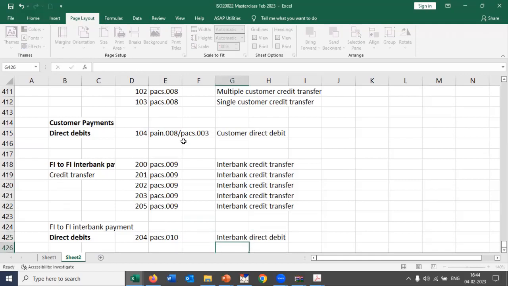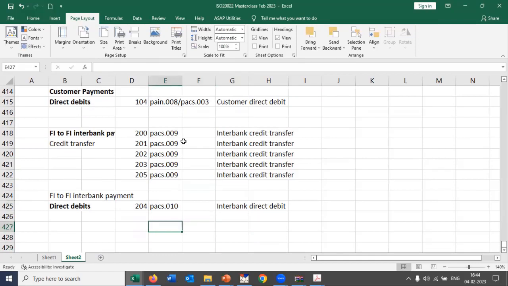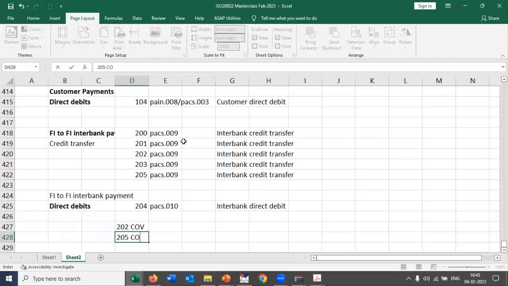I'm not discussing any request to pay message types, because in MT there is no request to pay concept. In MT there is either a direct debit or the credit transfer. In addition to this MT message, this is where we are talking about category 1 in MT, category 2 in MT. In category 2 in MT, there are two more message types, 202 cover and 205 cover.